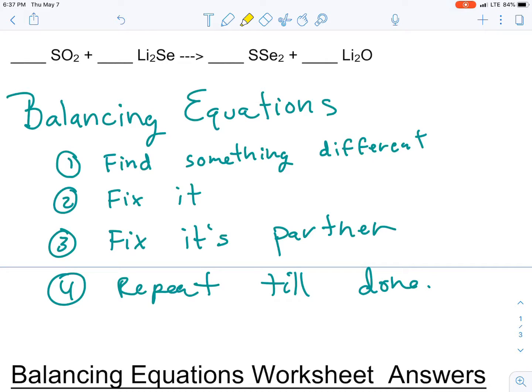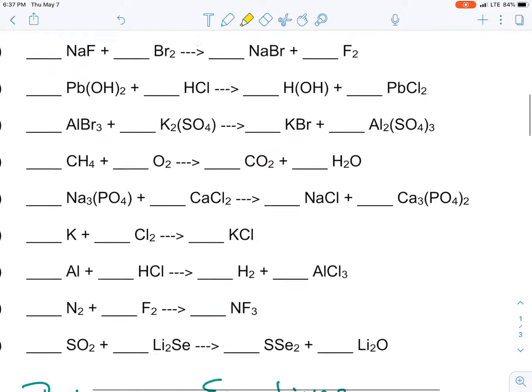Number one, we're going to find something different on either side of the equation. When I say something different, I mean a different number. All right, so let's go and look at one of these randoms here.